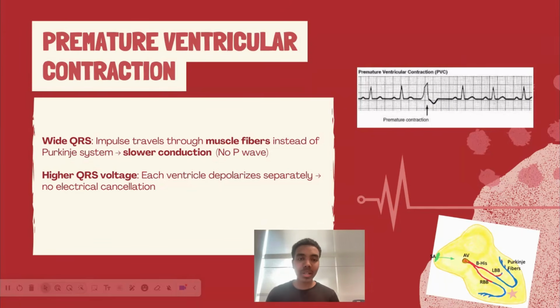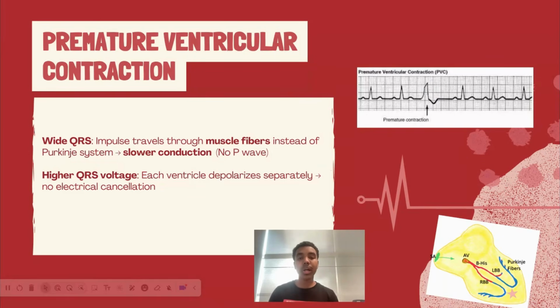Why is this happening? Normally in the heart, you'd have the atria contracting and then the ventricles contracting together. And when the ventricles contract together, they would neutralize each other. Here we don't have that. The ventricles depolarize separately, so you're not going to have the neutralization, and that's going to cause a higher QRS voltage. The voltage is going to be higher because they don't neutralize each other out.